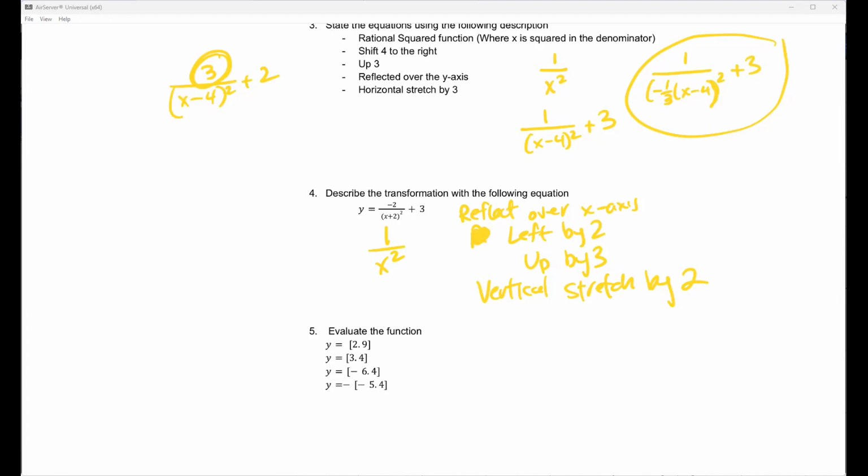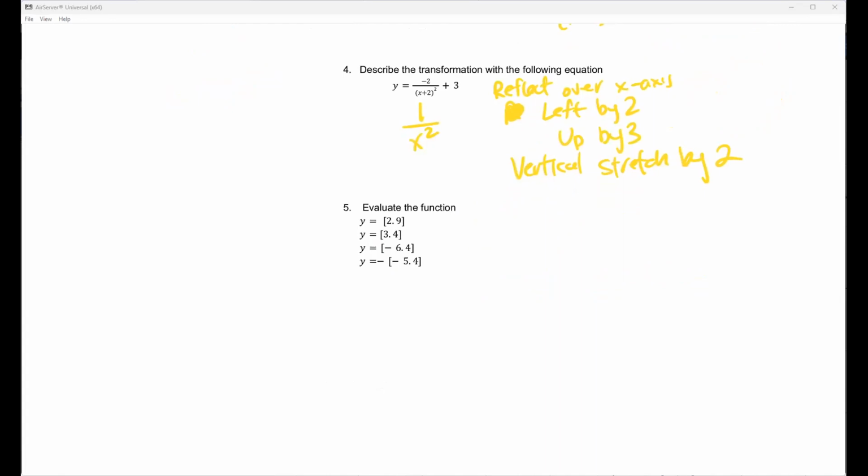All right, number 5. 2.9, greatest integer function, it would be 2, right? What about 3.4? 3. What about negative 6.4? Negative 7, good job, be careful with that one. What about the last one? It would be negative 6 here, right? But what about this negative? So it would be positive 6. Be careful with that one. That one's probably the one that people get wrong. Are we good?